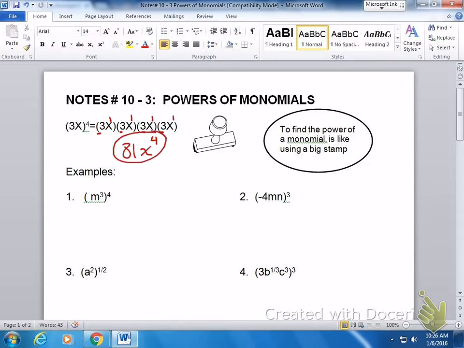Now there's another way you could do that. You could split these two up and individually raise them to the fourth. So I have 3 to the fourth times x to the fourth, to the 1 times 4. So that would give you the same answer.